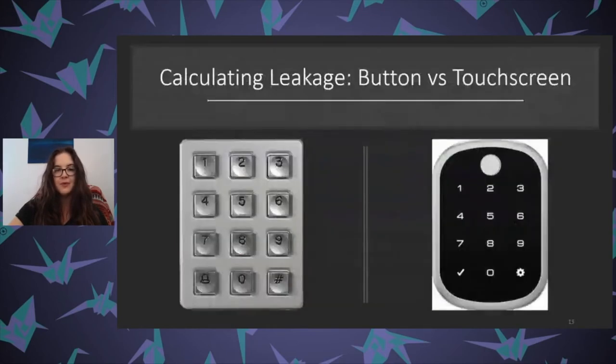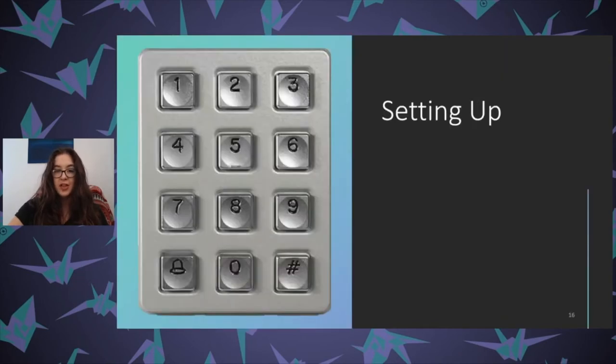Let's go through an example. So you're in charge of buying the locks for a new warehouse. Should you get the traditional keypad lock with the buttons or the fancy one with the flat touchscreen that costs $30 more? So to model this under the QIA framework, we first need to identify what our secret is. In this case, we know it's going to be a 4-digit code that opens the door.